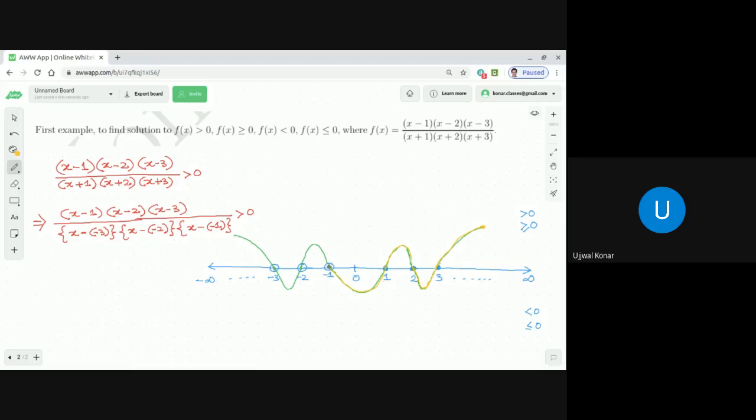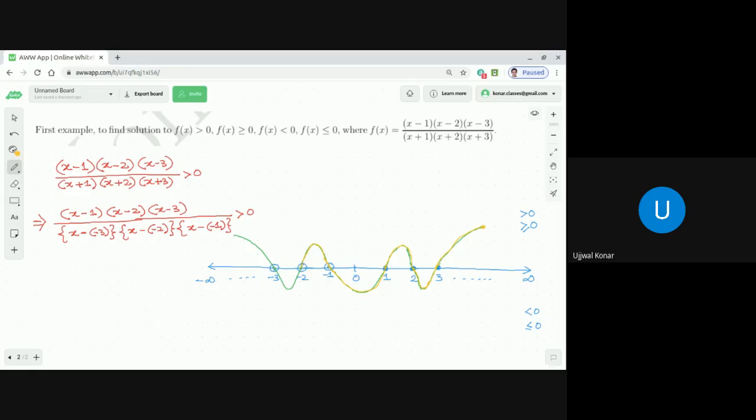I go to the point minus 1. That is x minus minus 1, which is x plus 1. So what is the power of x minus minus 1? That is x plus 1, which is actually odd, which is 1. Hence, I will cross the number line from below the number line to above the number line. So as I cross from below to above the number line, I need to go up to come down. Come down to where? Come down to minus 2. X minus minus 2.